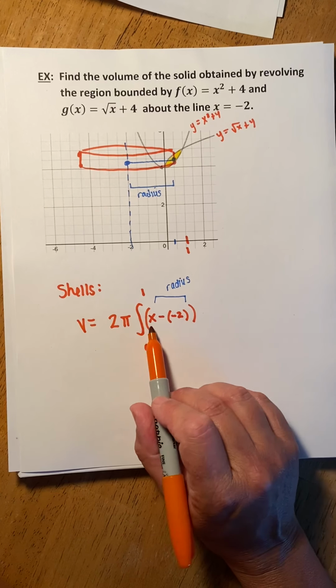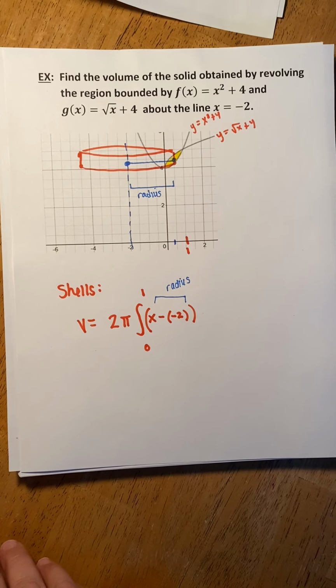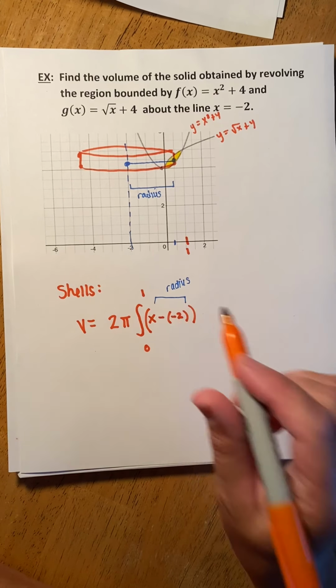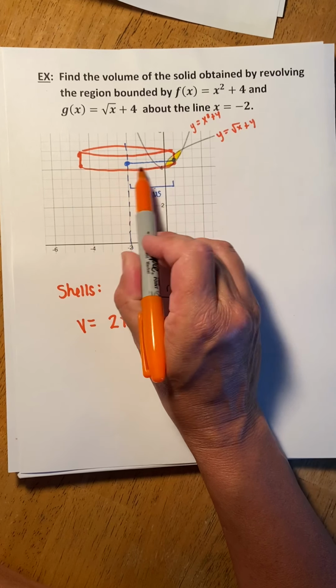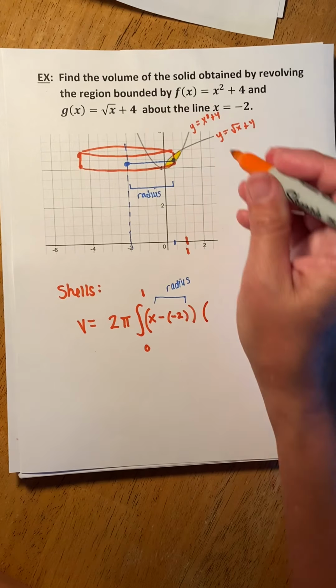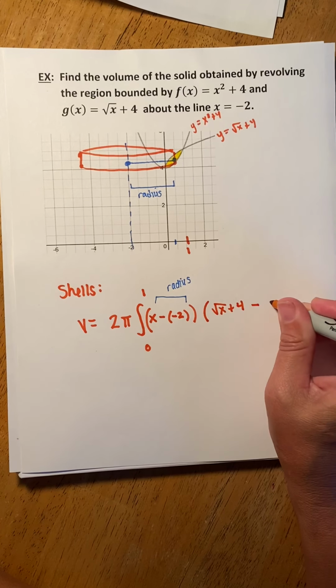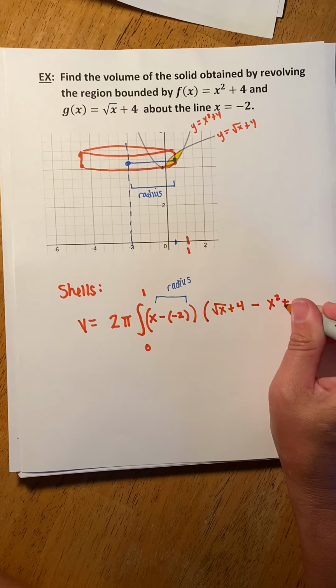Always in your radius, you're going to have the axis of rotation. Previously, our axis of rotation was at y equals 0, so it didn't appear inside the radius, but now we've moved it over, so we have this additional length of 2. Now it's going to be the height of this guy. The height is the top function, square root of x plus 4 minus x squared plus 4.